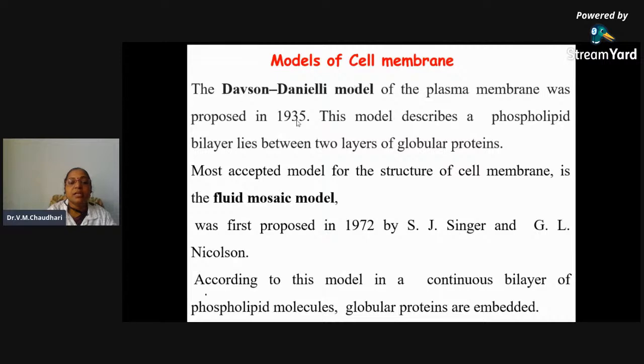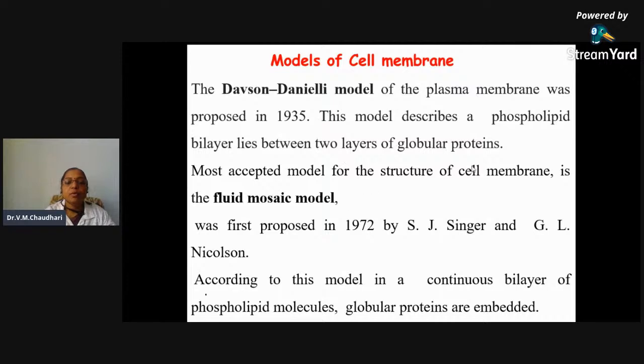It was proposed in 1935. This model described the phospholipid bilayer lying between two layers of globular protein. This model described that the membrane is made up of a phospholipid bilayer between the two layers of globular protein. म्हणजे बाहेरच्या बाजूला ग्लोब्युलर प्रोटीन आहे आणि त्याच्यामध्ये फॉस्फोलिपिड आहे. So it describes the presence of a phospholipid bilayer lying between the two layers of globular protein.